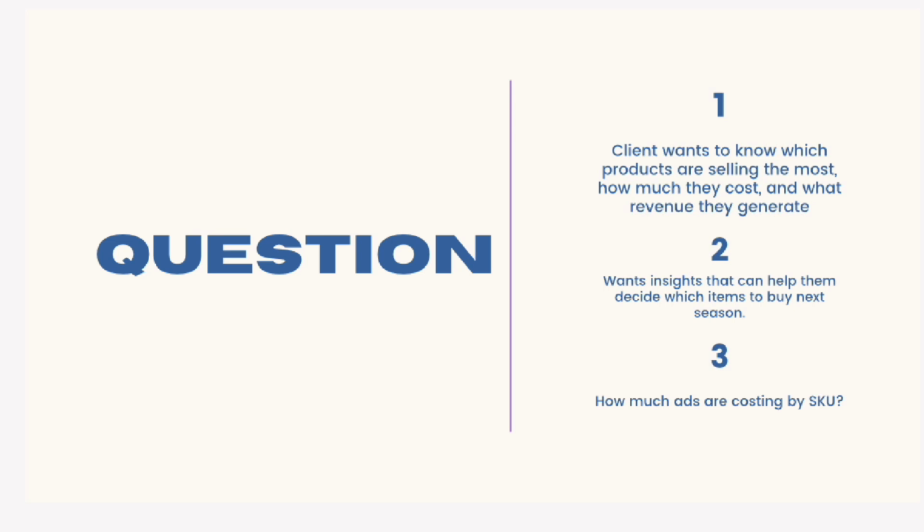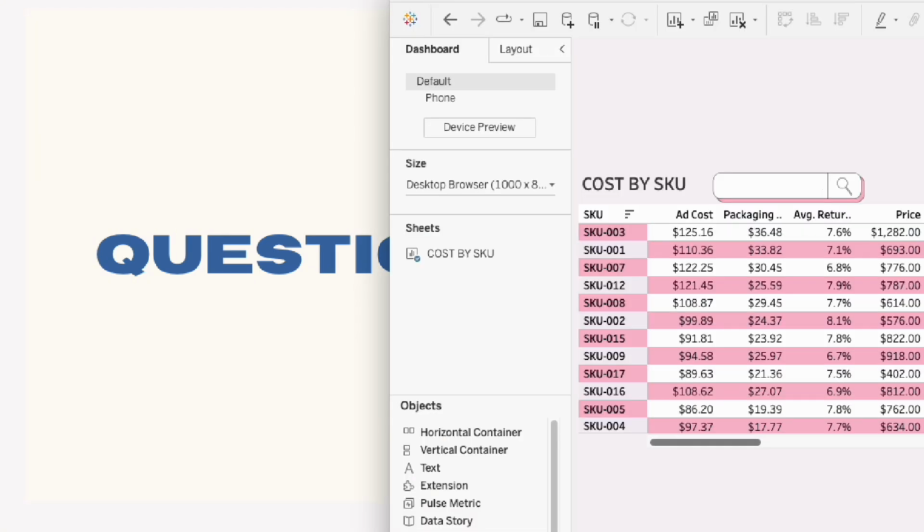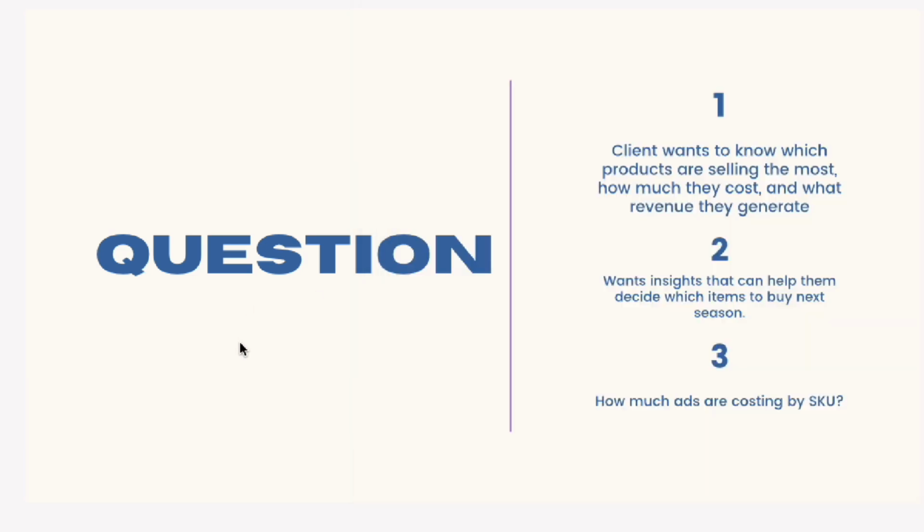have a conversation with the client and look for those keywords. So let's say that the client wants to know how much product is being sold, and they want insights to help them make a decision about what to buy for next season. A very common question is how much ads are costing by SKU. The easiest one you can do is just to look at the SKU and see how much the ads are costing.